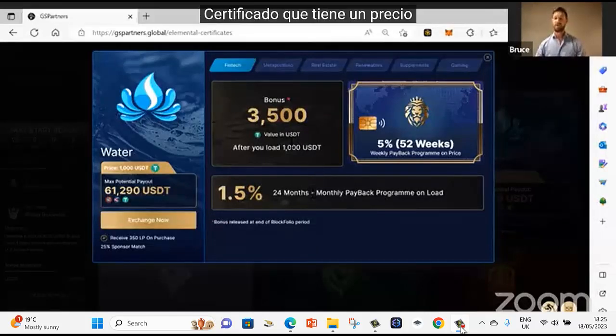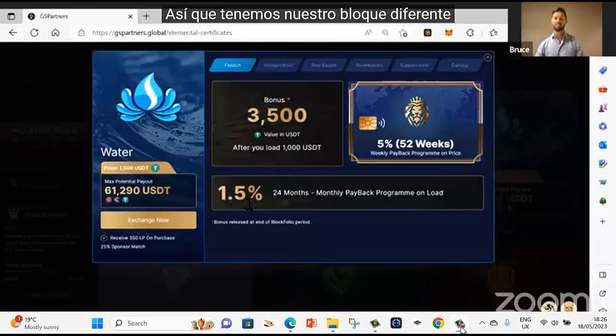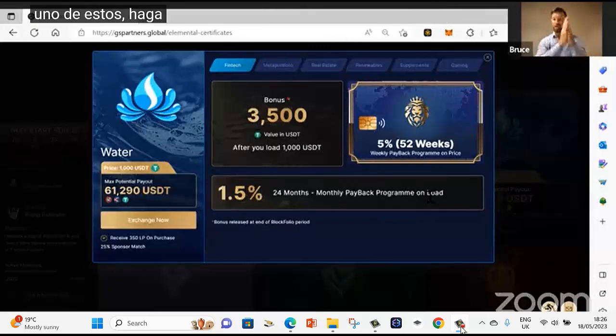The bonus, the load that I load into here will also generate 1.5% every month as part of a monthly payback program. So my load unlocks a bonus, which is given to me at the end of the 24-month period, and it also activates a 1.5% monthly payback program for 24 months. That is specific to my load.